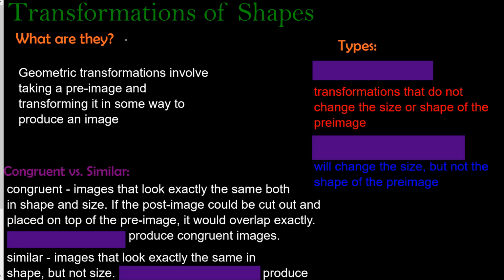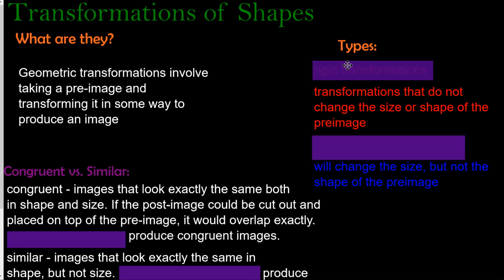So transformations include dilations, slides or translations. Then they also include rotations, which you haven't done quite yet, but we'll get to. They also include reflections. So there are 4 different types of geometric transformations. Now, those fall into 2 different categories.